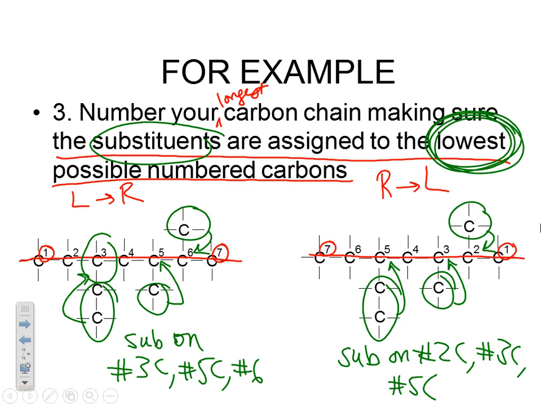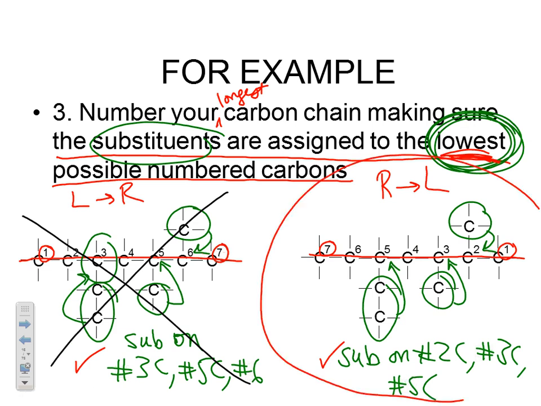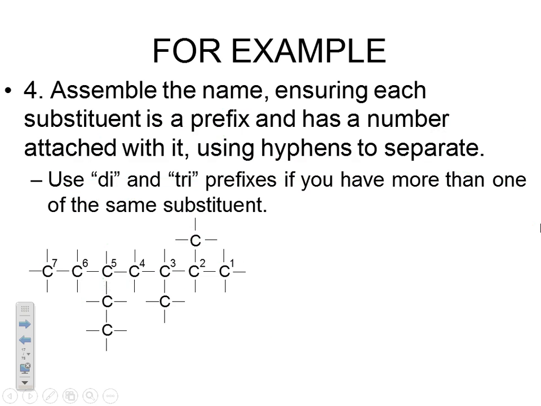I want to number it so that my substituents are on the lowest possible numbered carbons. So I look at these choices, and 2, 3, and 5 is lower than 3, 5, and 6. So I am not going to number it in this case left to right. I am going to number it in this case right to left, because it puts the substituents on the lowest possible carbon. So in this case, I'm numbering my carbon chain right to left so that my substituents are in the lowest possible numbers. And then we simply assemble the name.